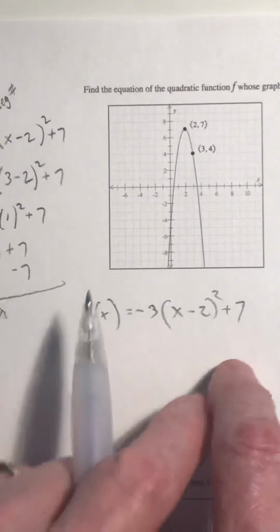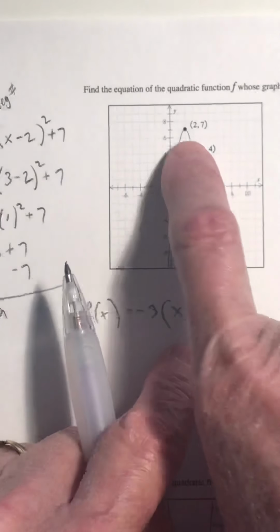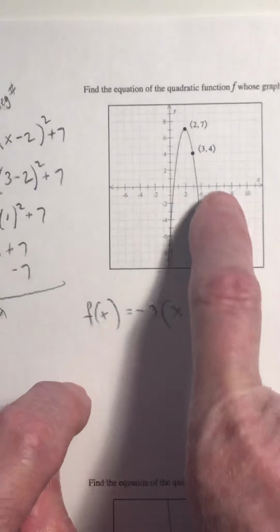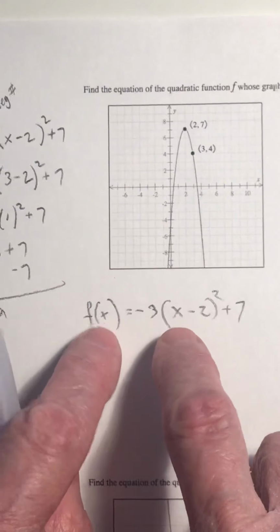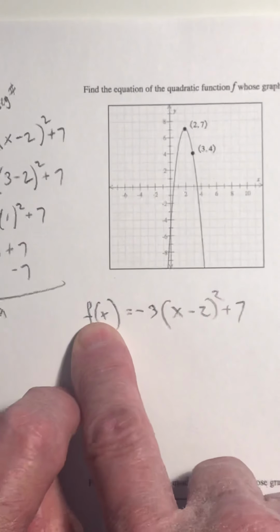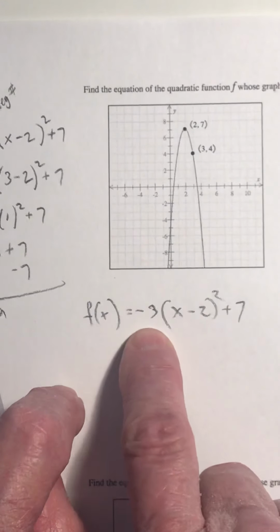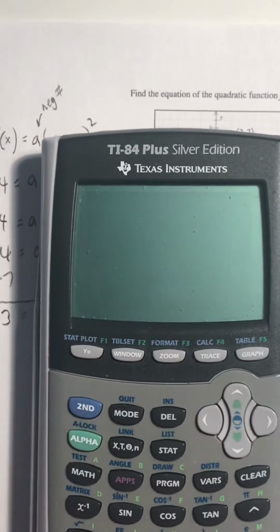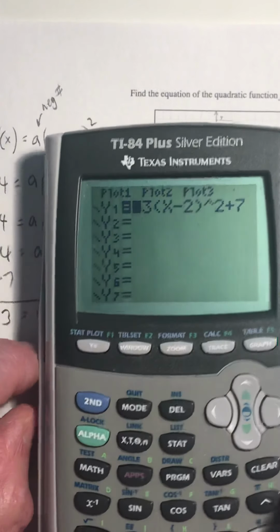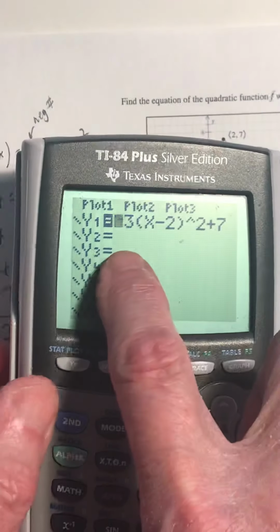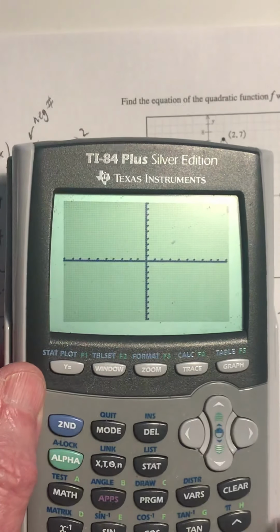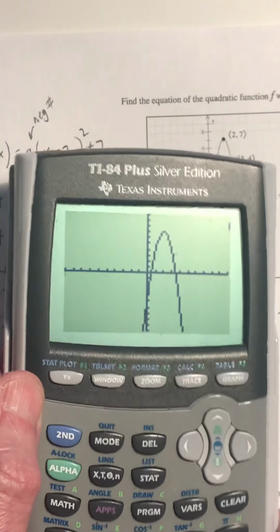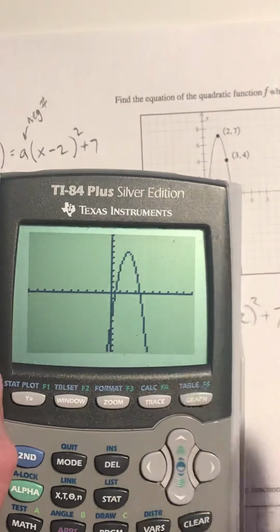So again, to rehash, I started by inserting h and k from looking at the vertex, and then I used the given point for values for x and y, which allowed me to solve for a. And if I want to check my answer, I take the graphing calculator and put my answer in. There's the answer I got, negative 3 times x minus 2 squared plus 7. And if I hit zoom 6, I get this graph.